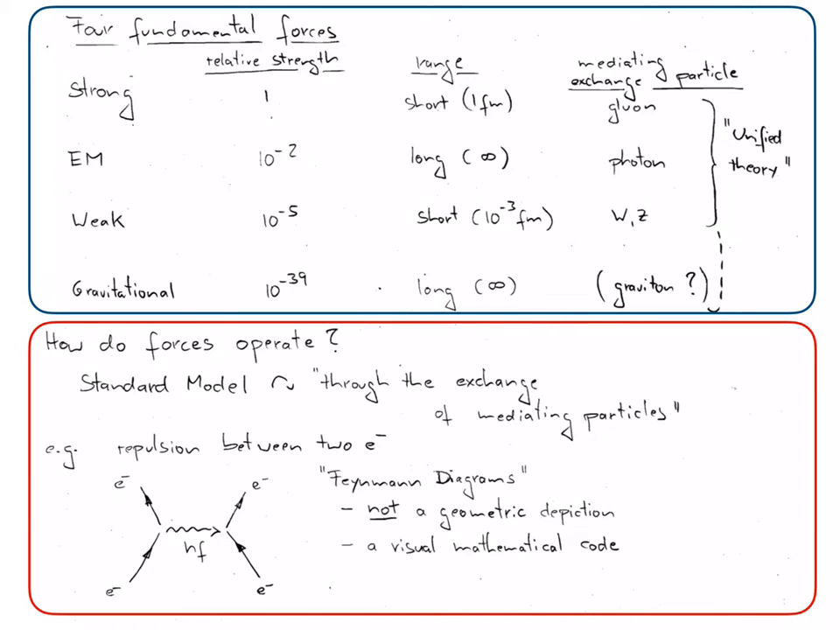Within classical physics, no thought is spent on how forces actually operate. This is different in quantum electrodynamics, and it is achieved with so-called Feynman diagrams. A simple example is shown on the bottom left. It illustrates the repulsive interaction between 2 electrons. The diagrams are not meant to be geometric depictions, but they represent a mathematical formalism, a visual mathematical code that was developed in particular by Richard Feynman.